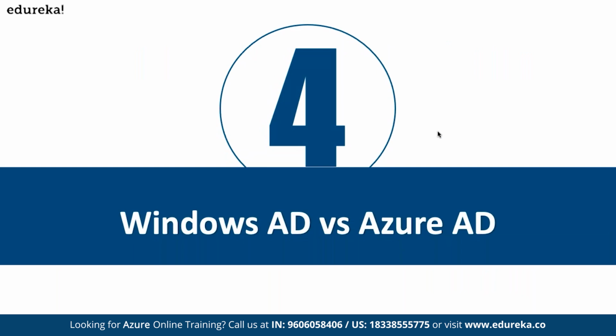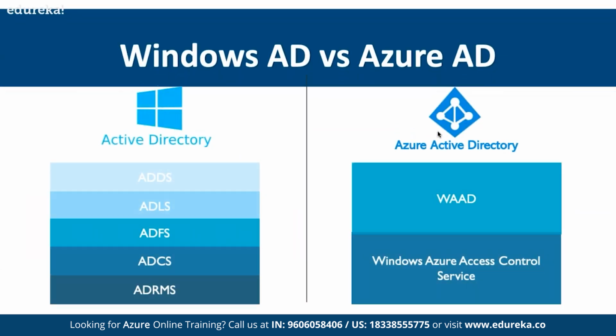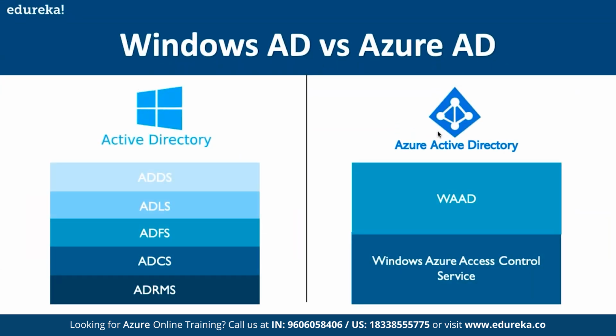So if you compare Windows AD versus Azure AD, then there are multiple pointers available here. First of all, in terms of Active Directory, we have multiple domain services available. Let's say we have ADDS, which simply refers to Active Directory Domain Services. First of all, we have domain services.